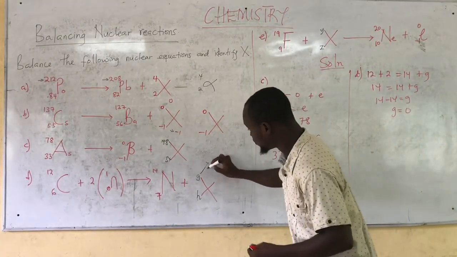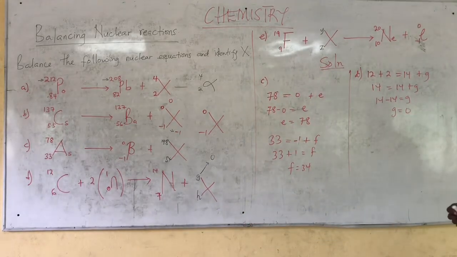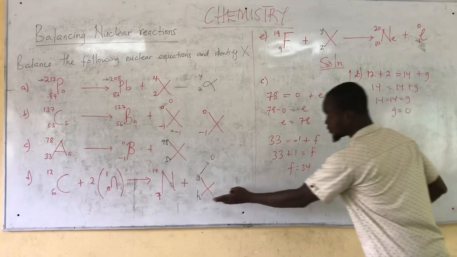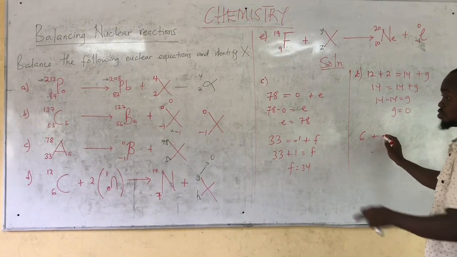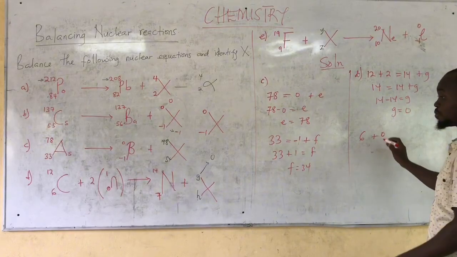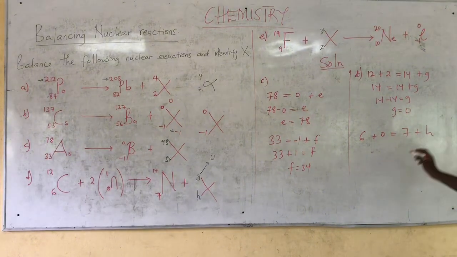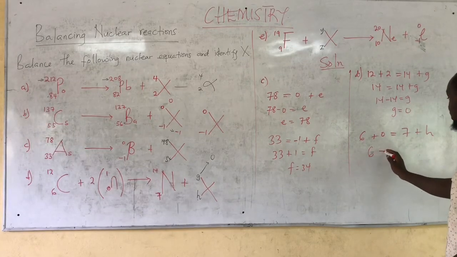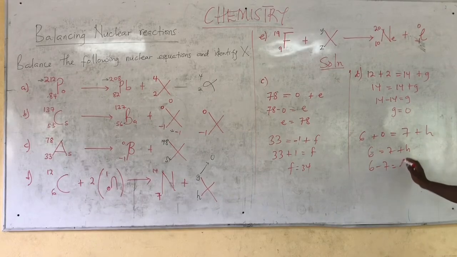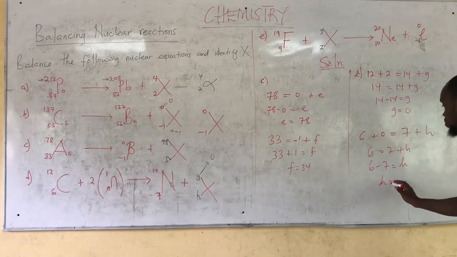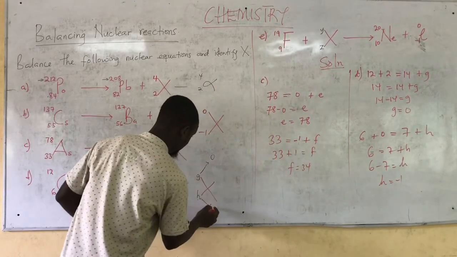So it means the value for G here is 0. Now let's calculate for the atomic number, that is the H variable here. So we have 6 plus 2 times 0, and that is 0. And this must be exactly equal to 7 plus H. So 6 is equal to 7 plus H. So 6 minus 7 is equal to H. Therefore H will be equal to minus 1.